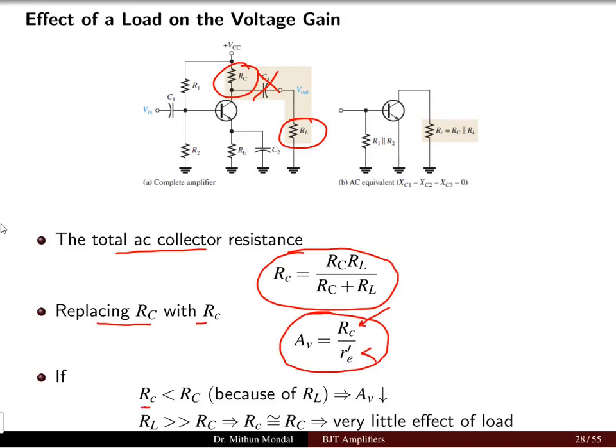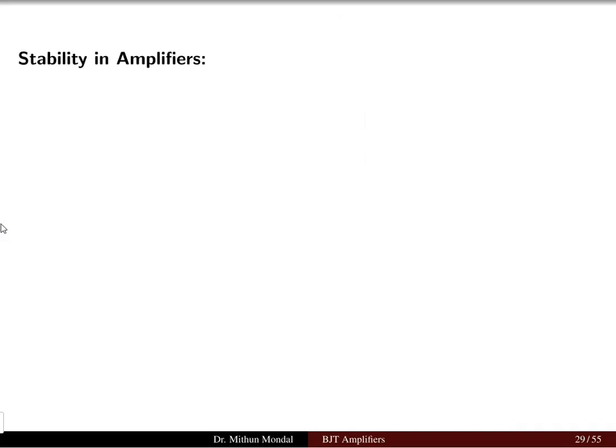If the small rc value is very much less than RC because of the load resistor, the voltage gain will decrease. But if the load resistor is more than the RC value, then both the resistances, small rc and capital RC, will be approximately equal. In that case, there is very little effect of the load. So it depends upon which resistor values we are choosing in the network.